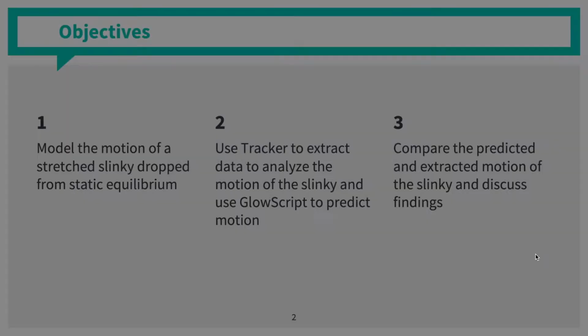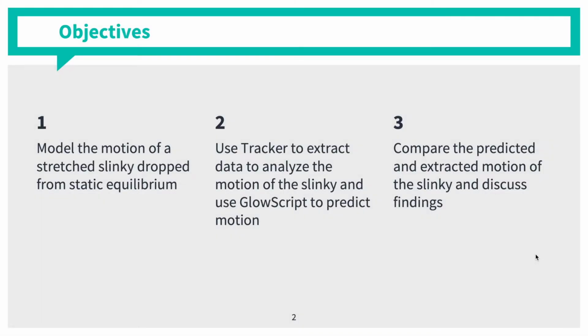The objectives of this lab are to model the motion of a stretched slinky dropped from static equilibrium, use Tracker to extract data to analyze the motion of the slinky and use GlowScript to predict the motion, and compare the predicted and extracted motion of the slinky and discuss its findings.